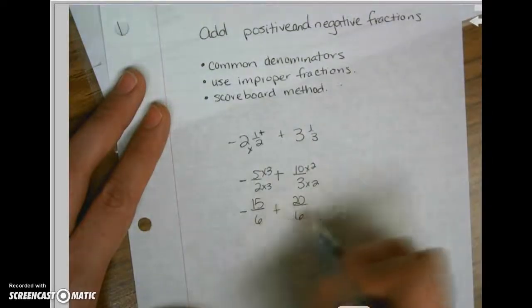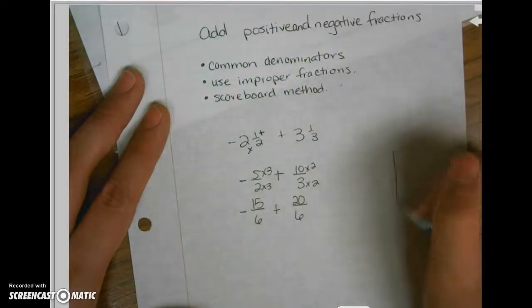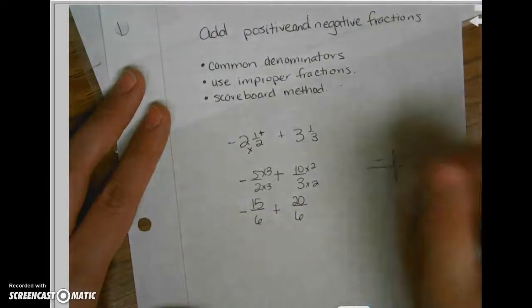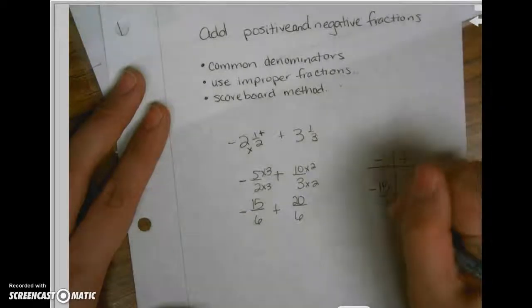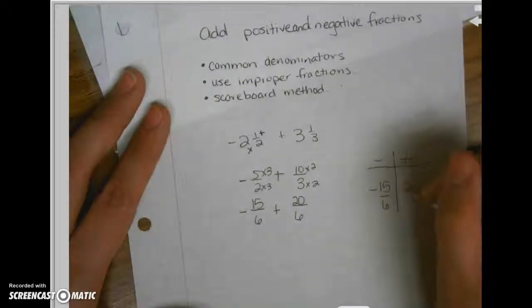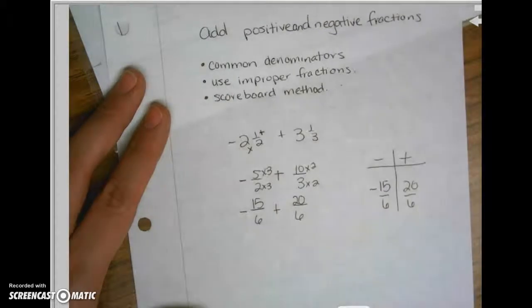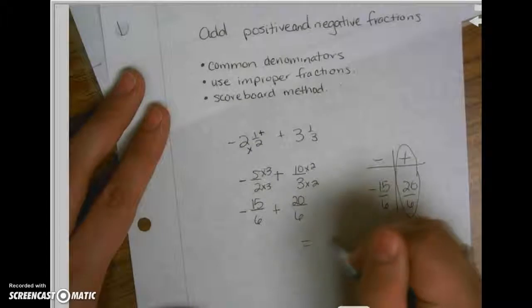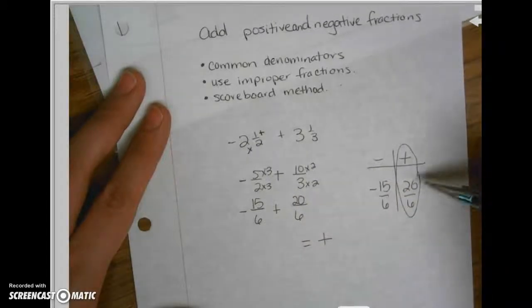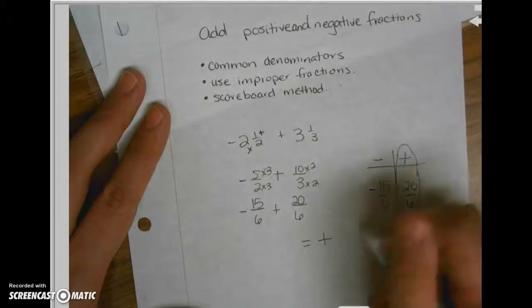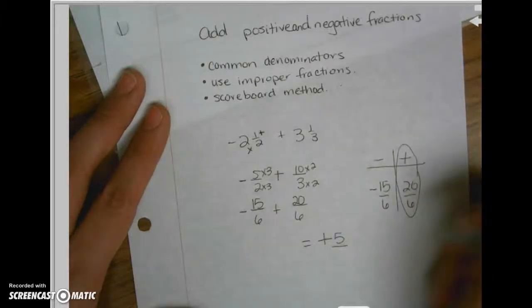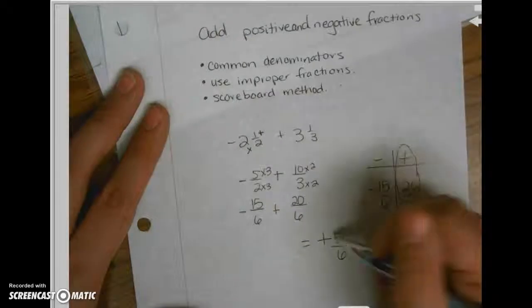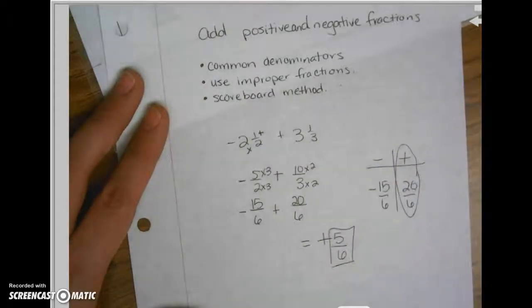Okay, now I have this problem, and I'm going to use my scoreboard method. I have negatives and positives. 15 is a negative number, so it goes on the negative side, and 20 is a positive number, so it goes on the positive side. Since the positive side is larger, that tells me that my answer is positive, and that's also the number I'm going to subtract from. So 20 minus 15 equals 5. And my denominator was 6, so my answer is positive 5/6. 5/6 is the answer.